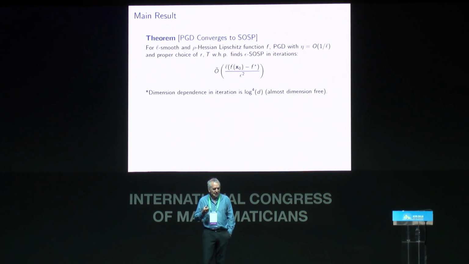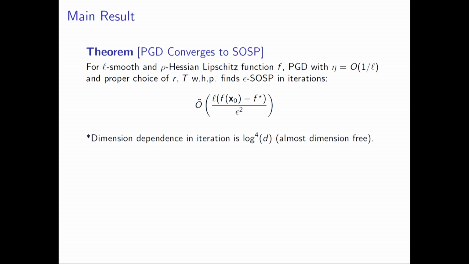Okay, so let me show you our theorem. The theorem is that this form of perturbed gradient descent also has a convergence rate to second order stationary points. So now we're in the non-convex case. And it does so in a number of iterations, which again goes as 1 over epsilon squared.